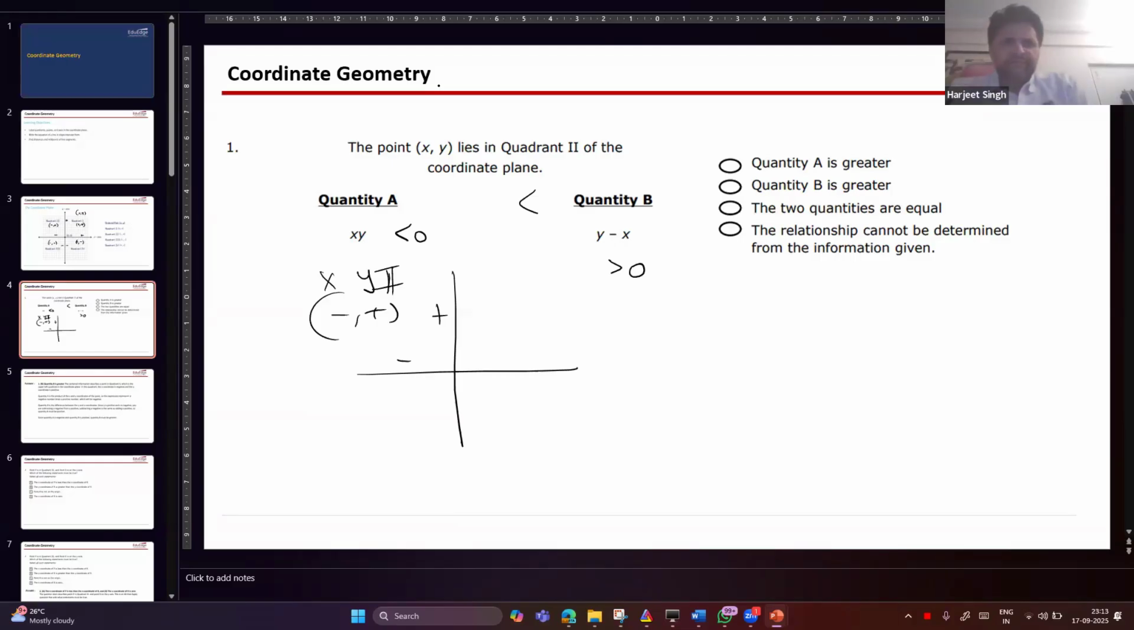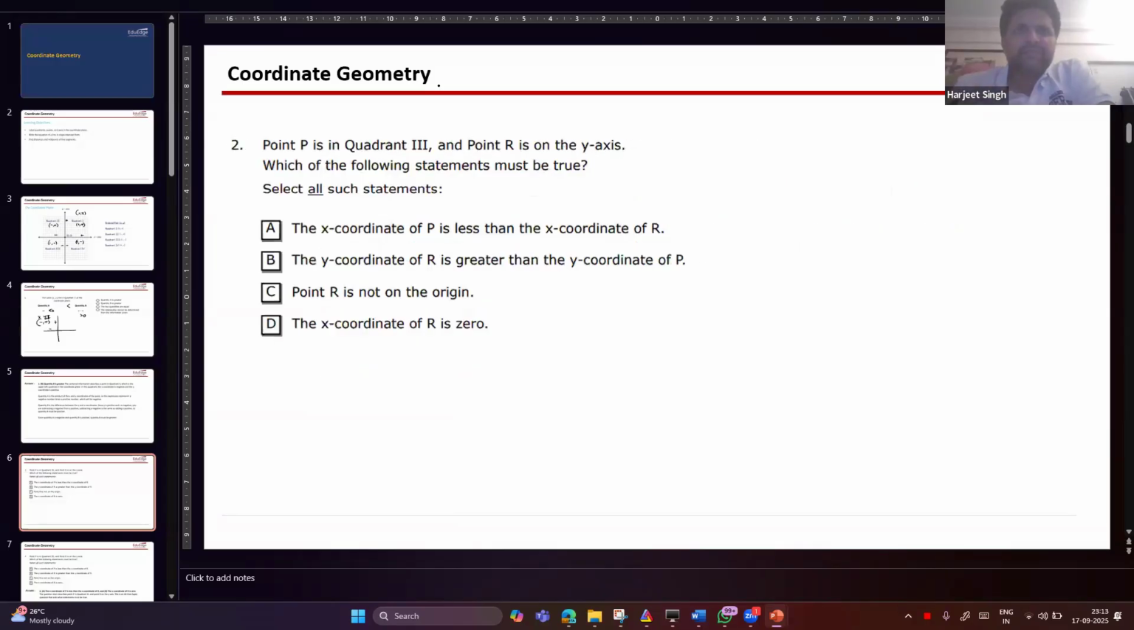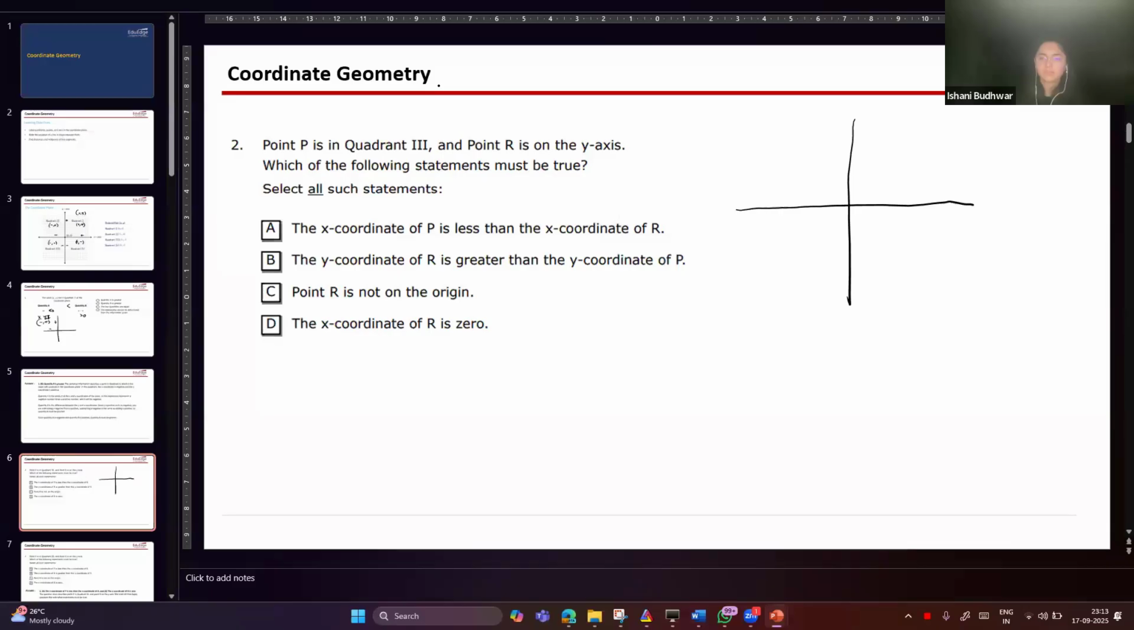Next. P is in the third quadrant and R is on the y-axis. Which of these must be true? Always we will draw the diagram in geometry. Third quadrant is this. P is in the third quadrant, which means both X and Y are negative. R is on the y-axis. Now R can be here or R can be here. We do not know.